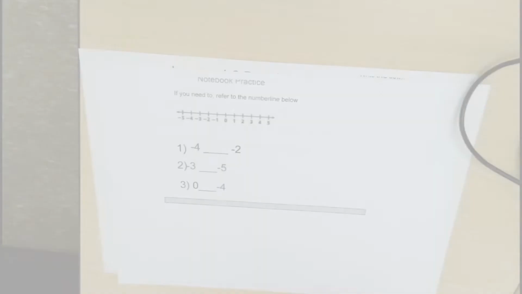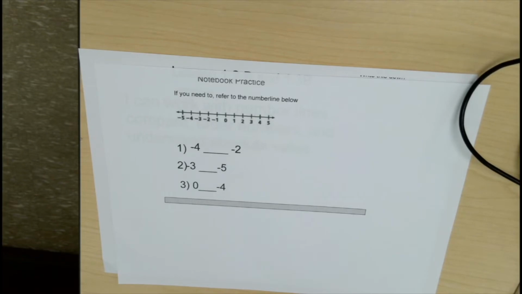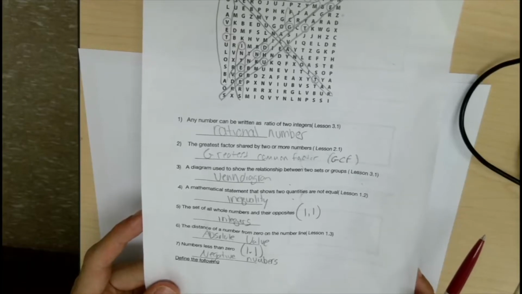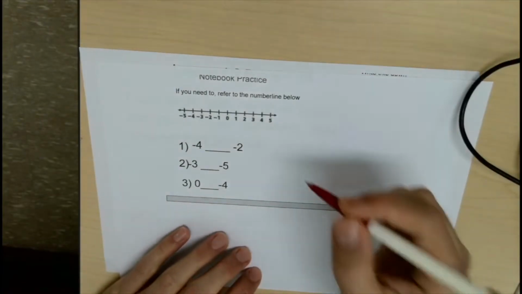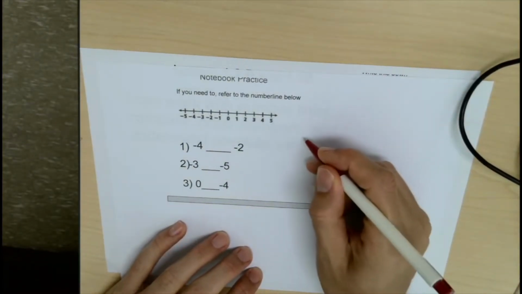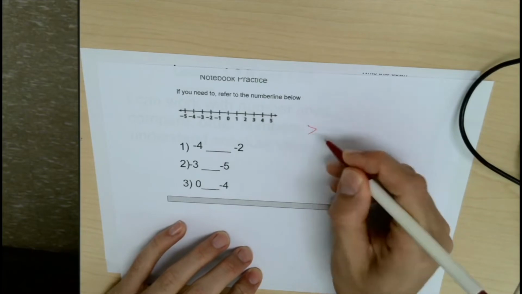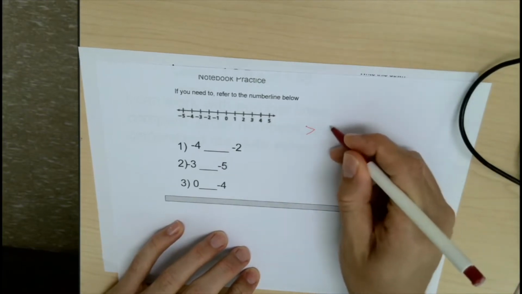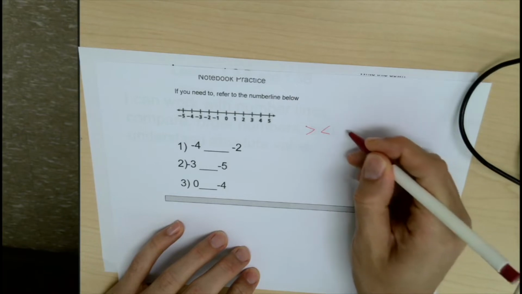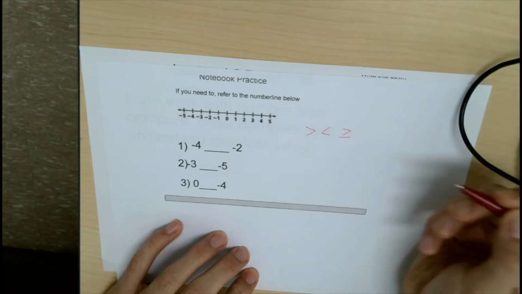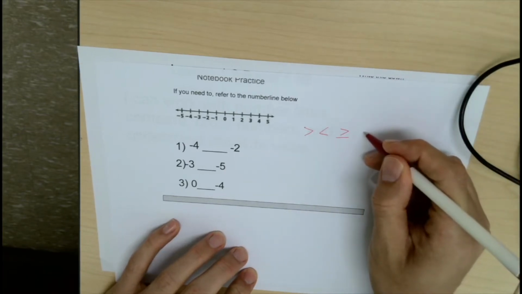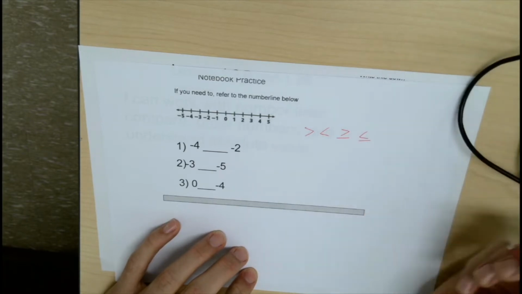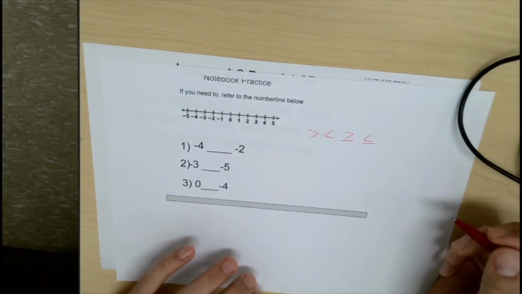Let's get into it. So we're going to start off with a little bit of inequalities. And remember, inequalities are a mathematical statement that says two quantities are not equal. So if you remember, inequalities are represented with the following: greater than, less than, greater than or equal to, or less than or equal to. So let's get started with the first one.